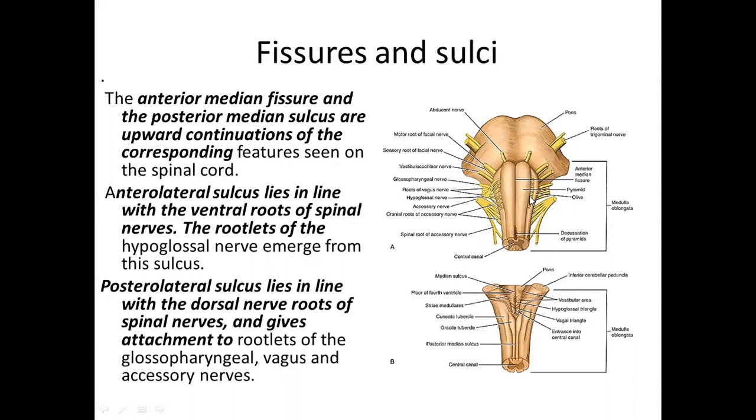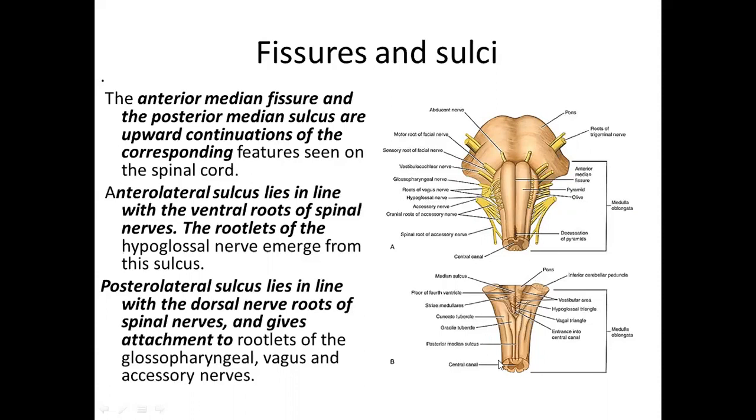The anterolateral sulcus corresponds to the ventral roots of the spinal nerve. The hypoglossal nerve rootlets arise from the anterolateral sulcus. Then behind the olive, we have the posterolateral sulcus, which gives rise to the rootlets of the 9th, 10th, and 11th cranial nerves.